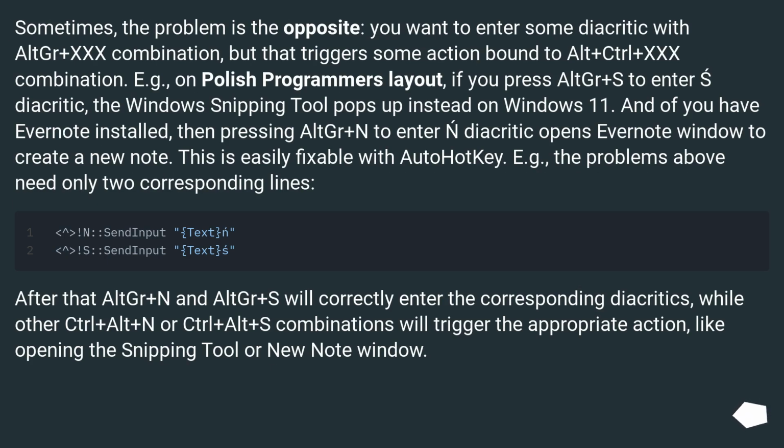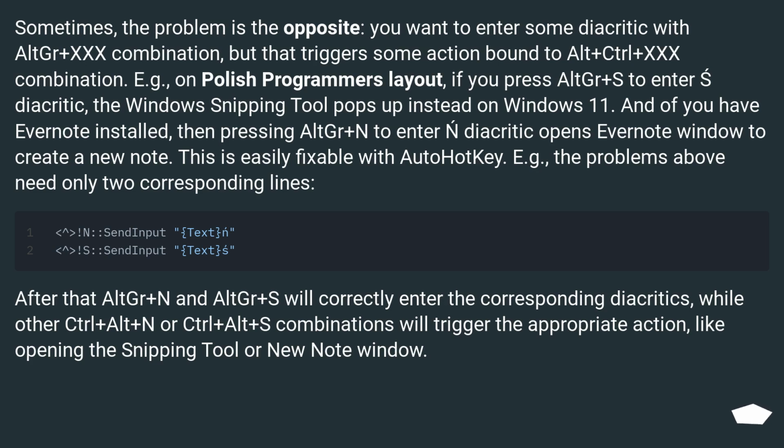Sometimes the problem is the opposite. You want to enter some diacritic with an AltGr plus key combination, but that triggers some action bound to the Alt plus Ctrl plus key combination. For example, on Polish Programmer's layout, if you press AltGr plus S to enter S diacritic, the Windows snipping tool pops up instead on Windows 11. And if you have Evernote installed, then pressing AltGr plus N to enter N diacritic opens the Evernote window to create a new note. This is easily fixable with AutoHotkey.